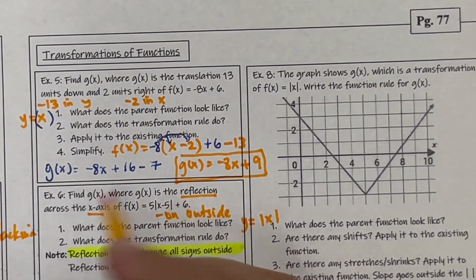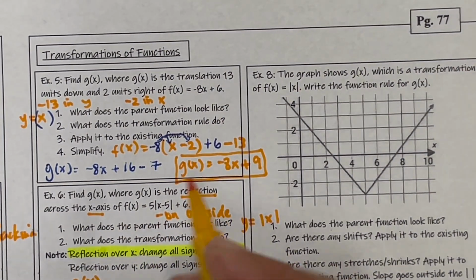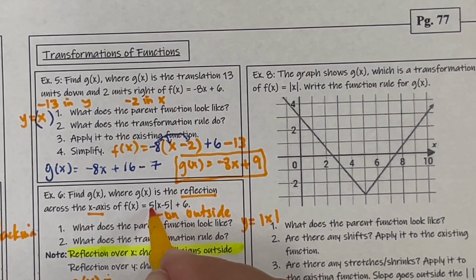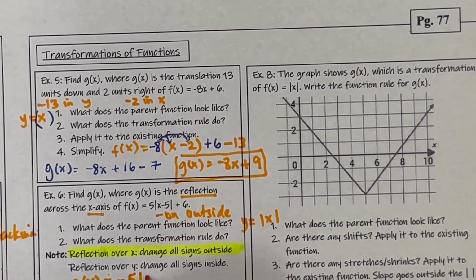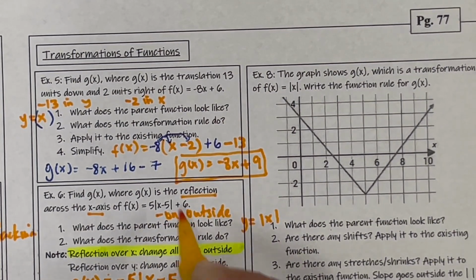So here's f of x. So g of x is going to be change all the signs on the outside. So here, -5. Do not touch the inside. The inside stays the same. And then change that sign to -6.